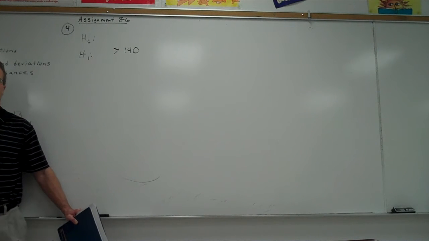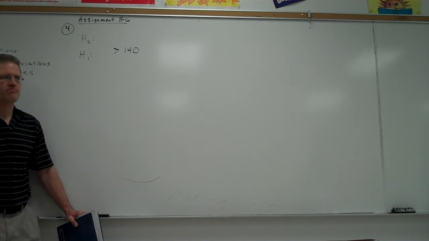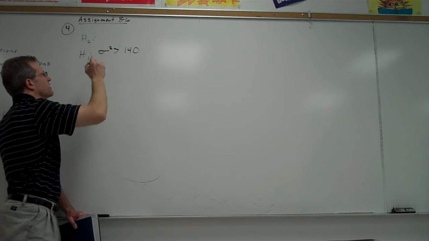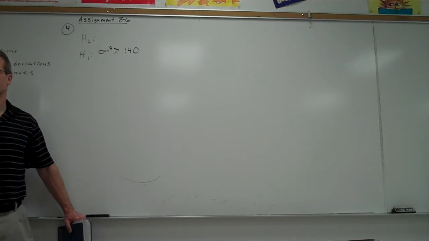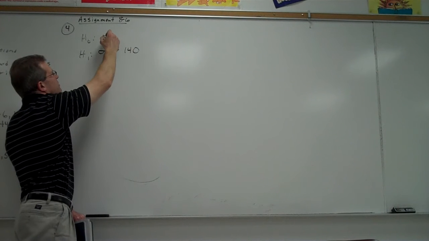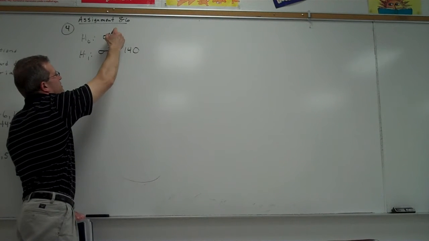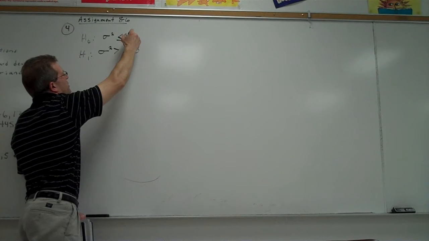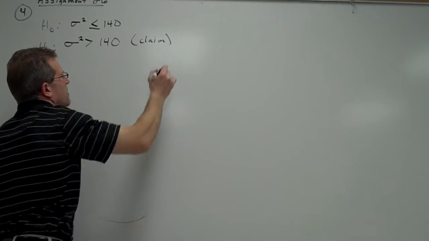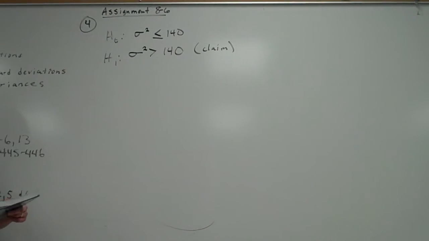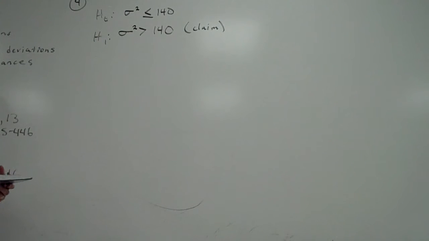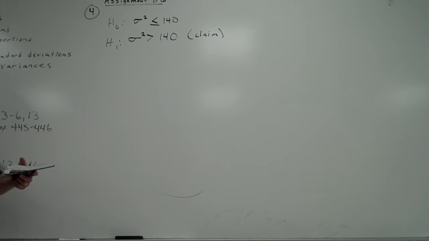Now, make sure you use the right symbol. What's the symbol for population variance? That's population variance. It's the population standard deviation squared. So you got to make sure you get the right symbol here. You got to read carefully. So then the null would be that the population variance is less than or equal to 140. The claim was that the variance was greater than 140. And 140 forest fires would be the label on that.